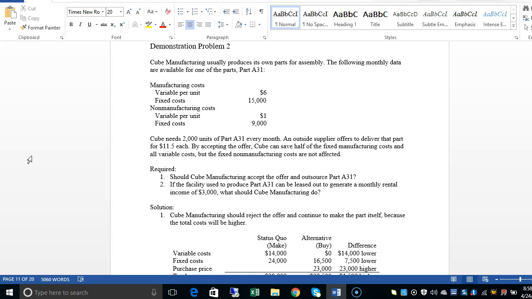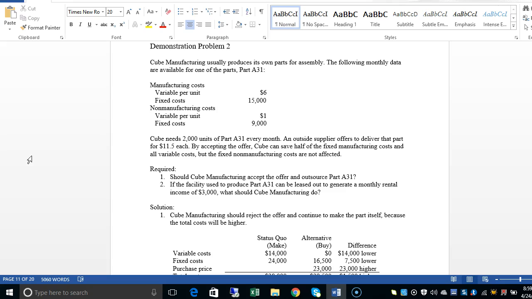So reading the problem, we have a manufacturing company that makes this part called A31, and the breakdown is as follows. The manufacturing cost is $6 per unit as a variable cost. So every unit variable cost is $6. The fixed manufacturing costs are $15,000. Non-manufacturing costs have a variable per unit cost of $1 per unit. The fixed cost for non-manufacturing costs are $9,000.